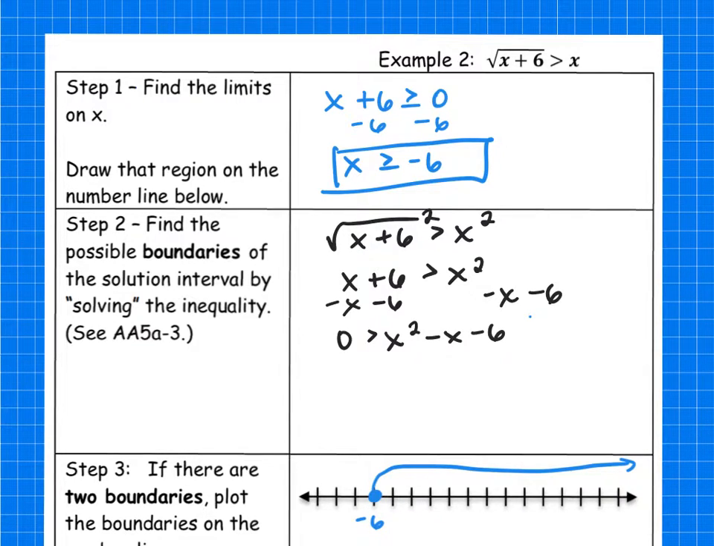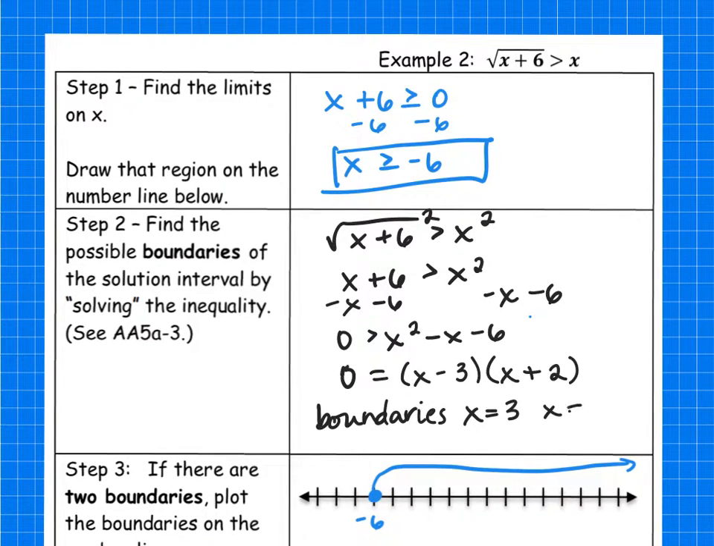And now this is the same as in 5b-2, where I have to solve that inequality and check my boundaries. So I would solve this using factoring. I'm going to do the quick and dirty and just factor it in my brain. So if that is a struggle for you, I would definitely go back to 5b-2 and 5a2. So this factors to x minus 3 times x plus 2. So I have boundaries at x equals 3 and x equals negative 2.